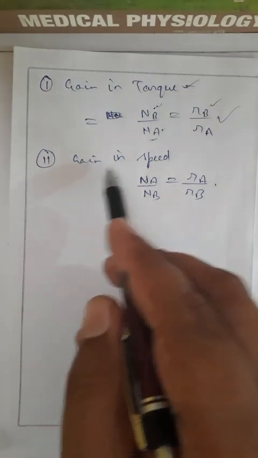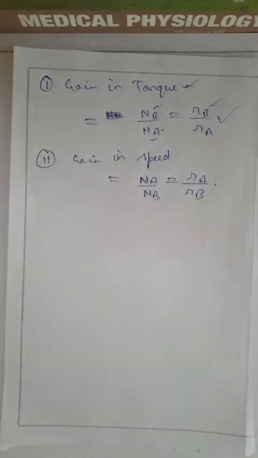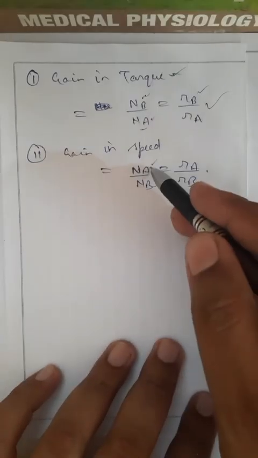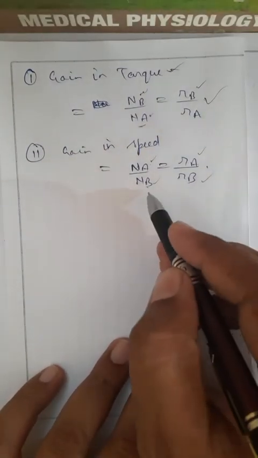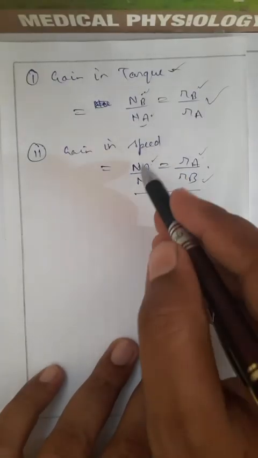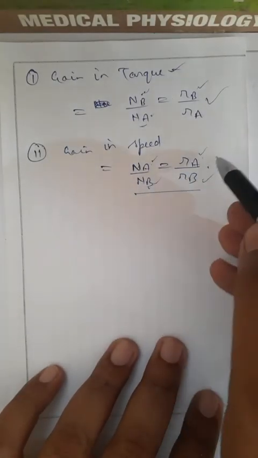Now we have seen that gears also produce a gain in the speed. Gain in the speed is given by NA upon NB, and since NA is proportional to RA and NB is proportional to RB, this relation can be extended to RA upon RB also. So gain in the speed is given by NA upon NB, which is equal to RA upon RB.